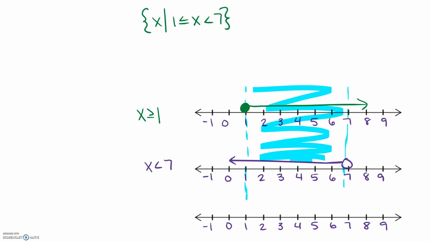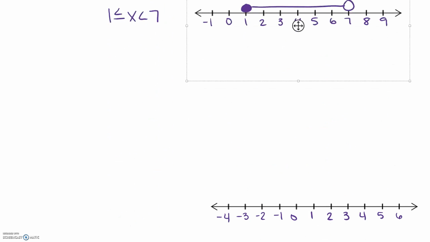So when we graph the compound inequality of x is greater than or equal to 1 and less than 7, we have a closed circle at 1 and an open circle at 7 and a line connecting the two, meaning that all values between 1 and 7 will make this inequality true, including 1 but not 7.